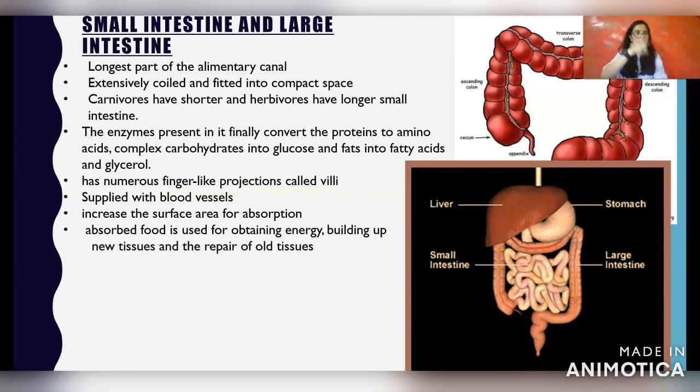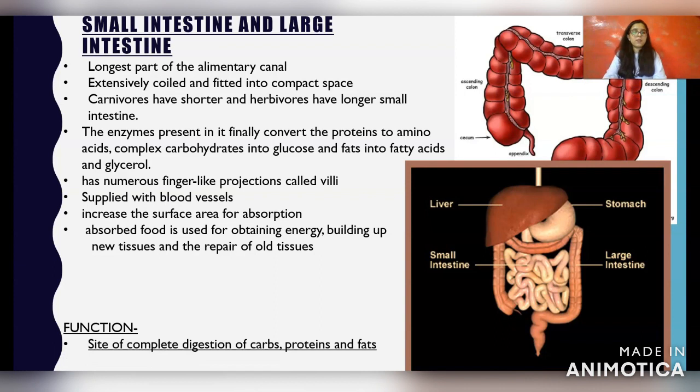Obviously, why is it extensively coiled? Because it gives a larger area for absorption. Absorbed food is used for obtaining energy, building up new tissues, and repairing old tissues. What is the basic function of the small intestine? This is the site of digestion of carbs, proteins, and fats.